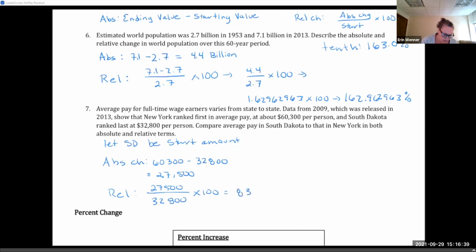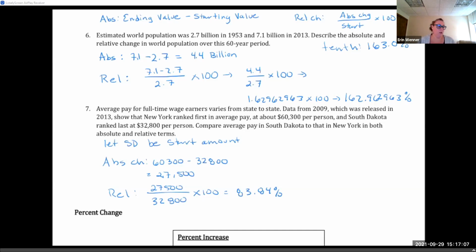So we're going to get 83.84%. So what does that mean? That means that to get to the New York pay, it's an 83.8% increase on top of the South Dakota pay, which, to read it the other way, means that New York is 183% of the South Dakota pay.